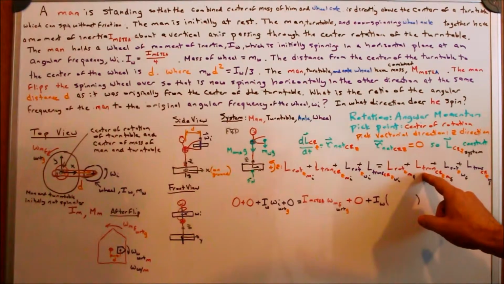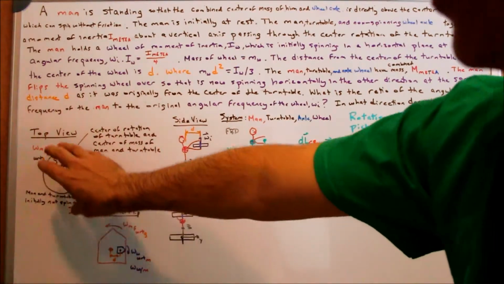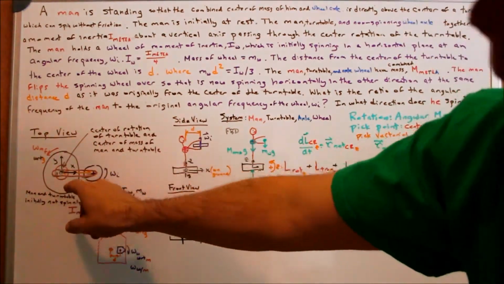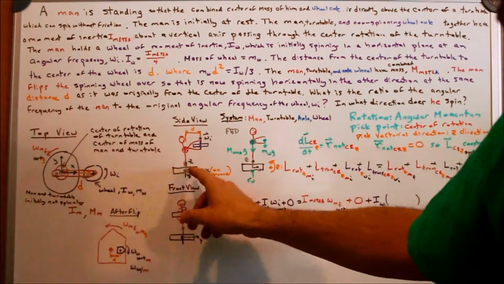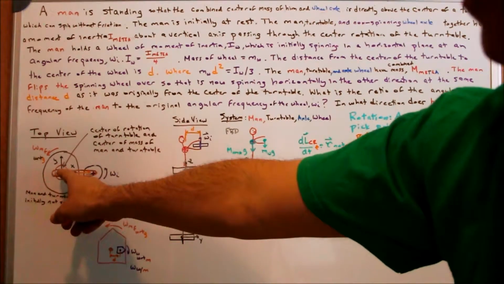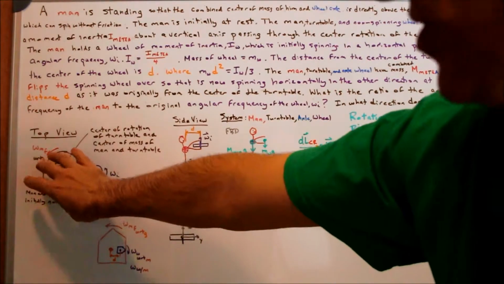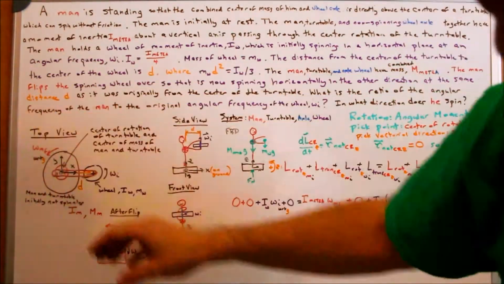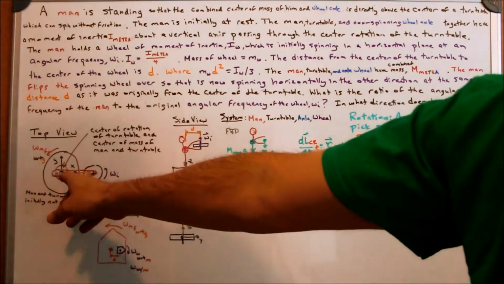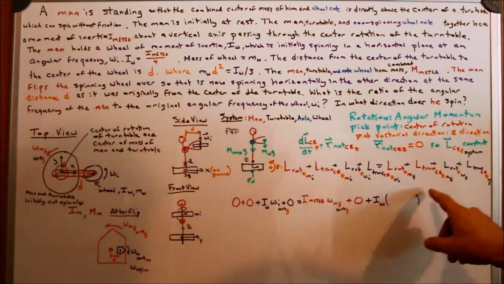Translational is R cross P of, now the man turntable axle subsystem is condensed down to a particle at a center of mass, which also happens to be right on the z-axis, and so the R term is going to be 0, and this whole system's not moving. It doesn't have any velocity relative to the z direction, so we know that's 0.